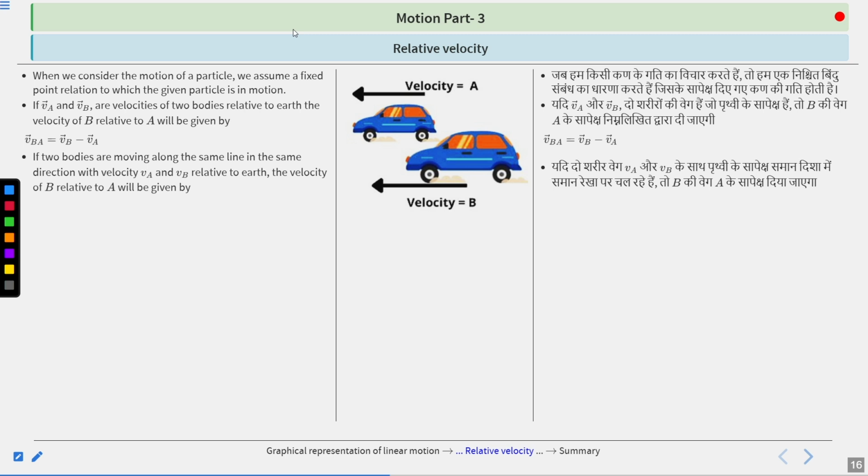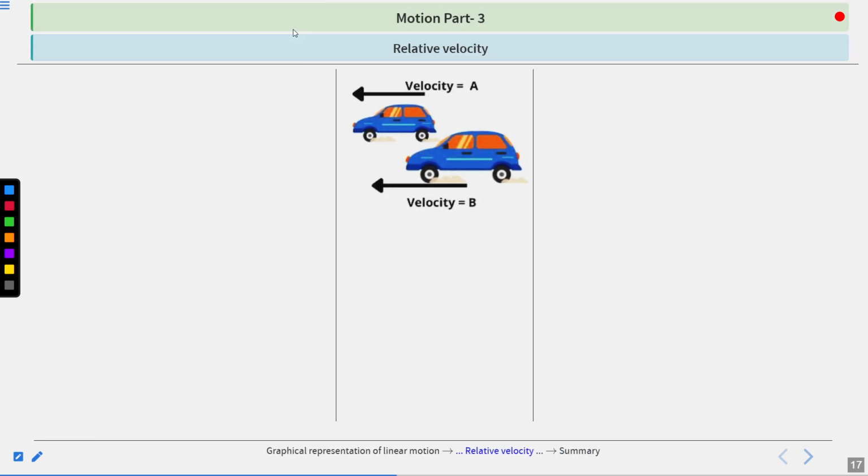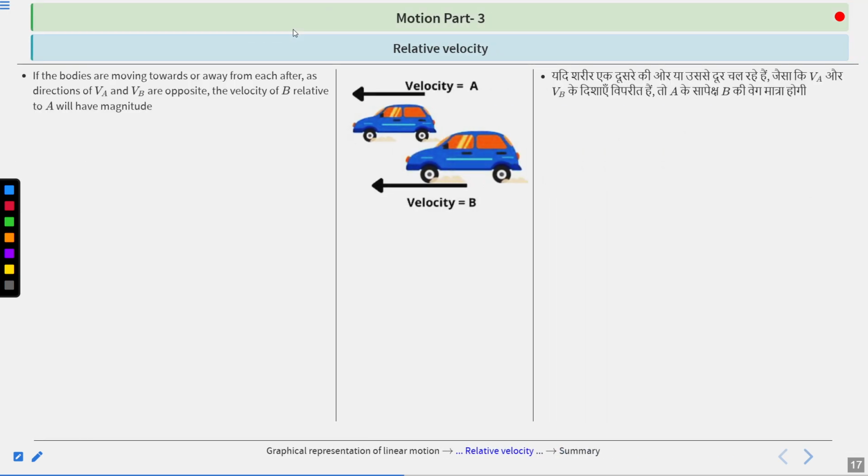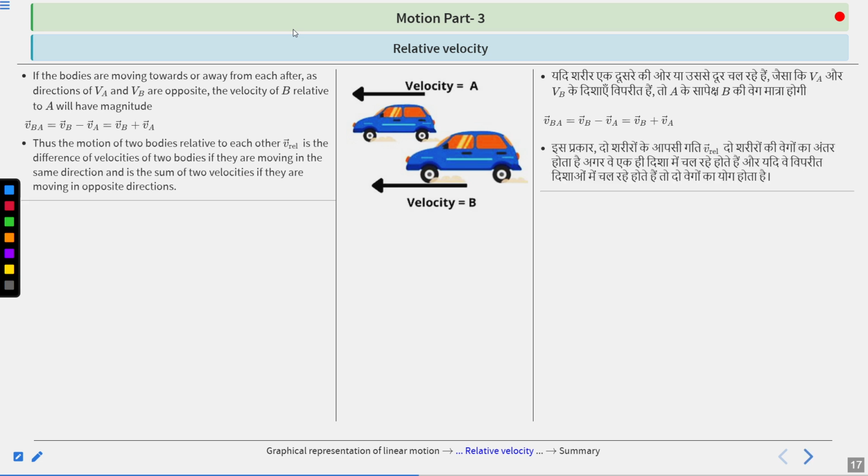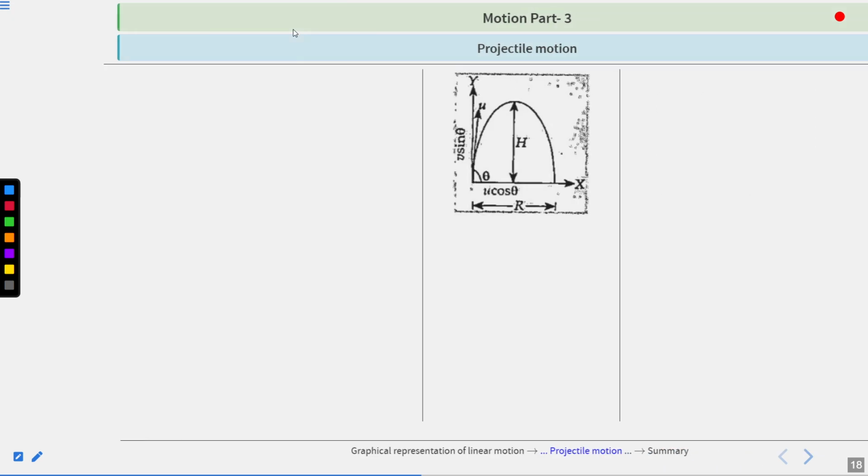If two bodies are moving along the same line in the same direction with velocities VA and VB relative to the earth, the velocity of B relative to A will be given by VBA equal to VB minus VA. If the bodies are moving towards or away from each other, as the directions of VA and VB are opposite, the velocity of B relative to A will have magnitude VBA equal to VB minus (minus VA), equal to VB plus VA. Thus, the relative velocity of two bodies is the difference of the velocities if they are moving in the same direction, and the sum of the two velocities if they are moving in opposite directions.